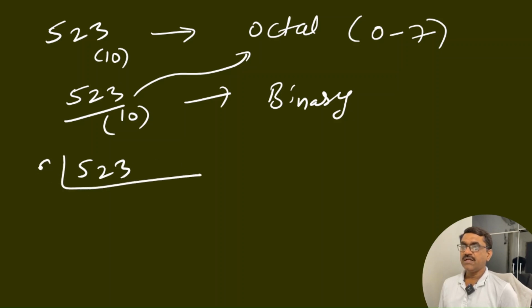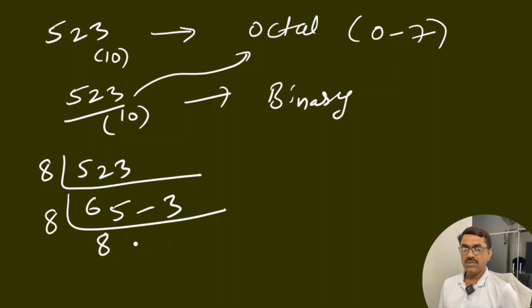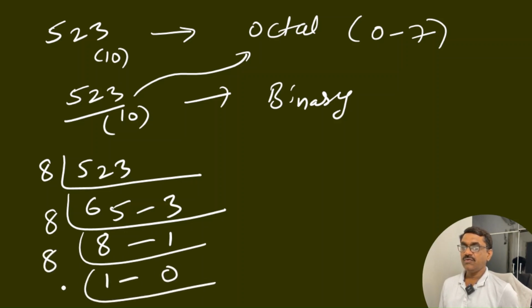Now, divide by 8. 8 6s are 48, the remainder is 4. Means we are getting 65, then 8 8s are 64. The remainder is 1. And 8 1s are 8. The remainder is 0. Now 8, so you can divide 1 by 8. 8 0s are 0. Then the remainder is 1.